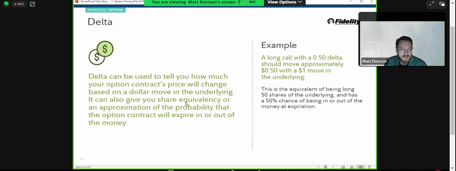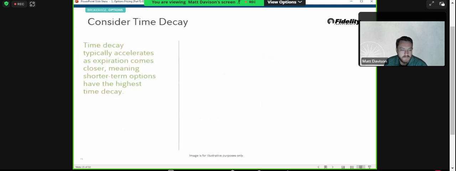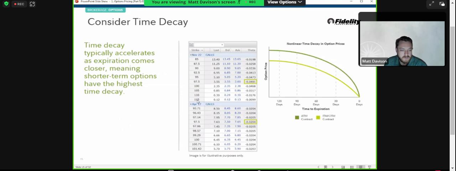So that's delta in a nutshell. And then I'll cover one more here, Albert, and then I'll turn it over to you for some thoughts and to take us through the next couple. The next one to think about is time decay. Now, this is a really important one. And this graph over here is starting to get into the details of maybe the not so obvious.